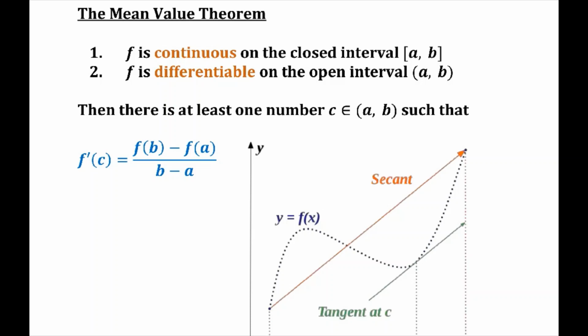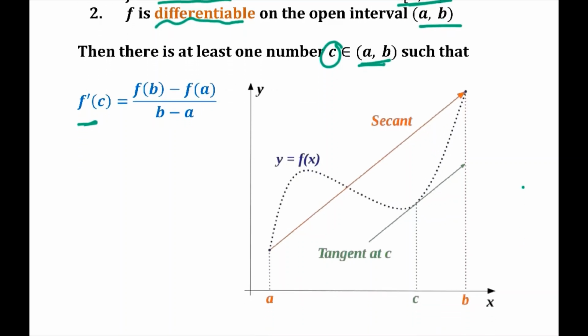Hello everyone. In this video we'll learn how to apply the mean value theorem. The mean value theorem basically says if there is a function f that is continuous over the closed interval and differentiable over the open interval, then for sure there will be at least one number c that belongs to this interval in which the derivative, the slope of the tangent at that point, would be equal to f(b) minus f(a) over b minus a.